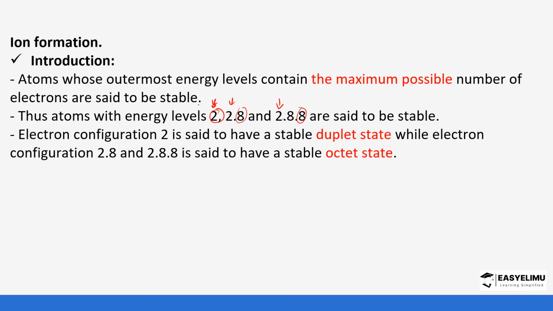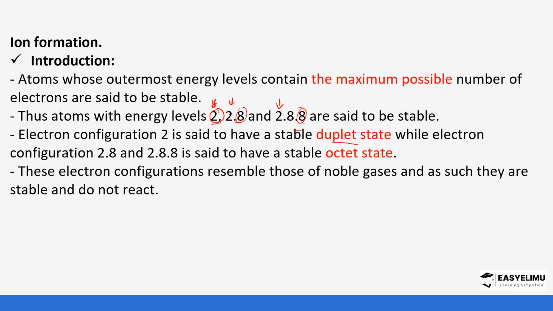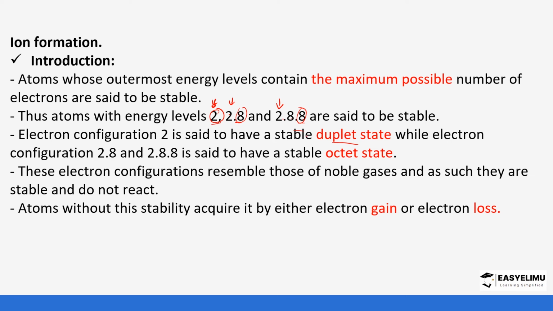So any other atom that does not have this stability, it can be the duplet state, which is 2, or the octet state because they have 8 electrons in the outermost shell. Every other atom that does not have this is always trying to achieve this configuration. They can do so by either gaining electrons or losing electrons.